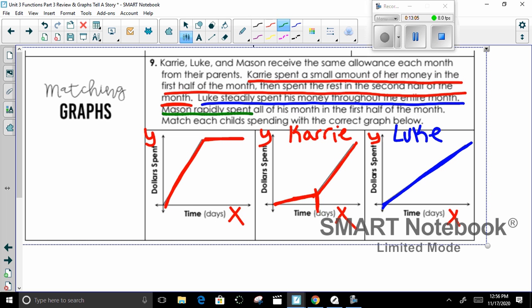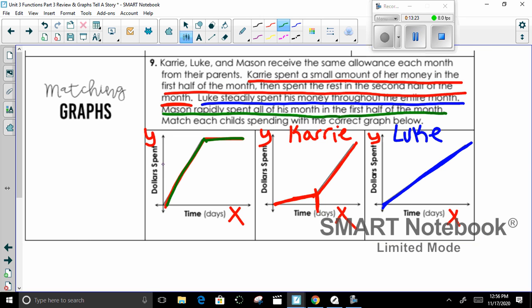Mason rapidly spent all of his money, that should say money, in the first half of the month. So he spent almost everything in the first half of the month and has nothing else to spend. So this right here would show Mason rapidly spending all his money in the first half of the month, and then the time is going, but he's not spending any money because he obviously spent it all.